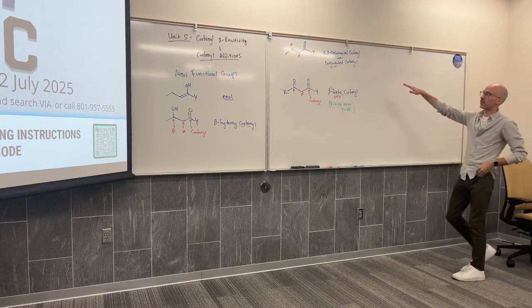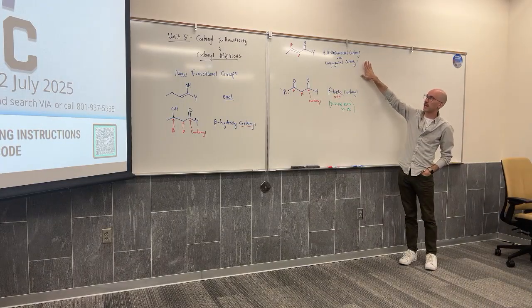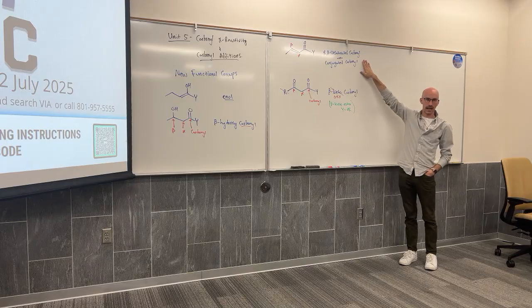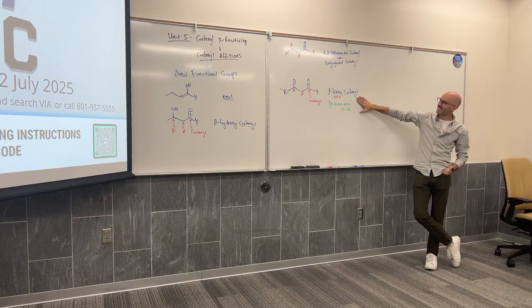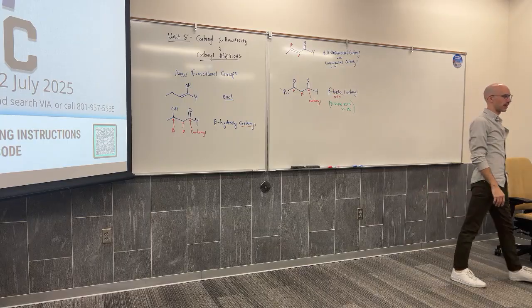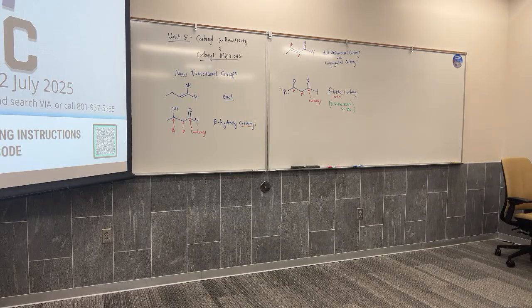Even up here, we could have a conjugated aldehyde, a conjugated ketone, a conjugated ester. This could be a beta keto aldehyde, a beta keto ketone, a beta aldehyde carbonyl, beta aldehyde ester, beta keto ester. There's a lot of different combinations that you can have, and there's a lot of different combinations that we'll see.